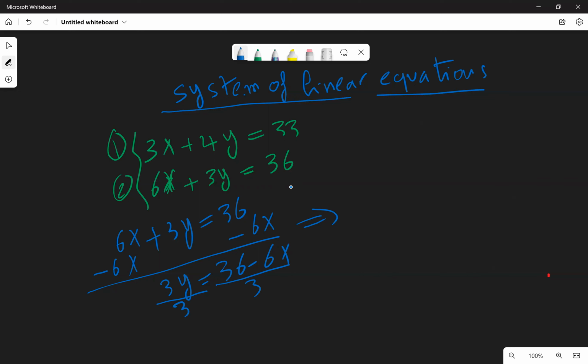Okay, so I'm gonna go ahead. So 3y divided by 3 is just y equals 36 divided by 3 is 12 minus 6x divided by 3 is minus 2x. All right, so now I have y written in terms of x. So what I'm gonna do now, I'm gonna go back to my first equation, and then I'm gonna substitute y, 12 minus 2x, for y in the first equation. So let's do that. Okay, so let me erase this.